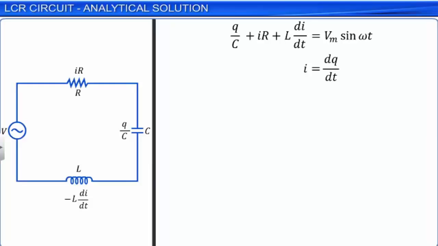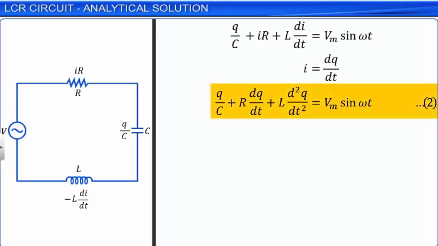Hence, we get Q by C plus R dq by dt plus L d²Q by dt² is equal to Vm sin ωt. Let this be equation 2. As the three circuit elements, the resistor, the capacitor, and the inductor, are in series, the current through them is the same in amplitude as well as in phase.